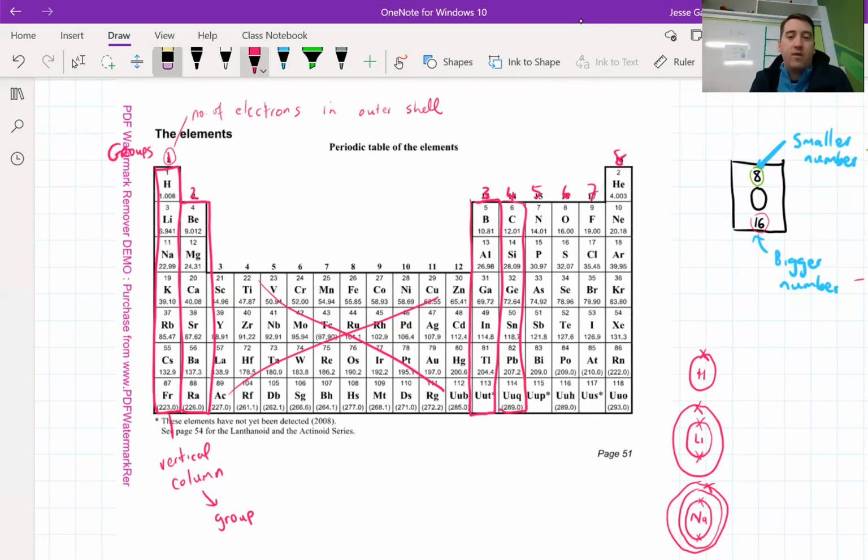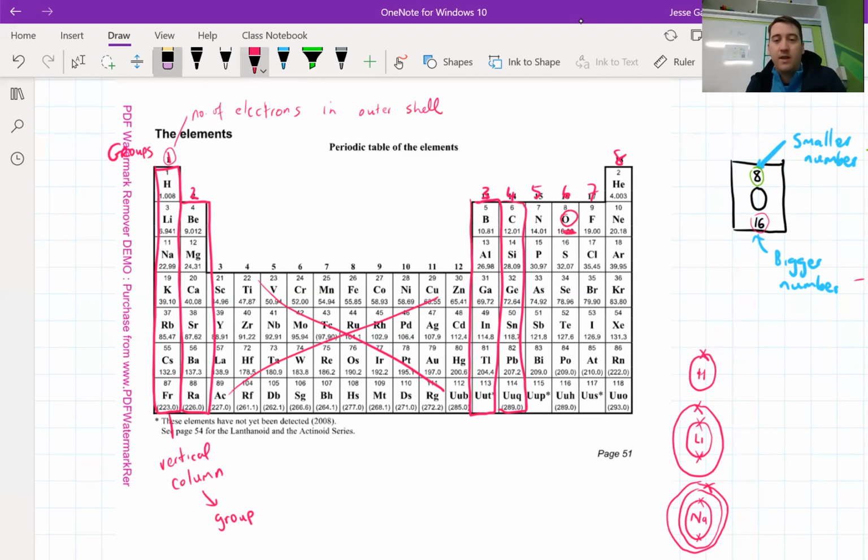Okay, so for example, I'm going to get you to think about this, speak your answer out to the screen when I ask you to. How many electrons would oxygen have in its outer shell? So look for oxygen and speak its number out to the screen. What do you think? Okay, I'm hoping that you said 6, because here is oxygen.